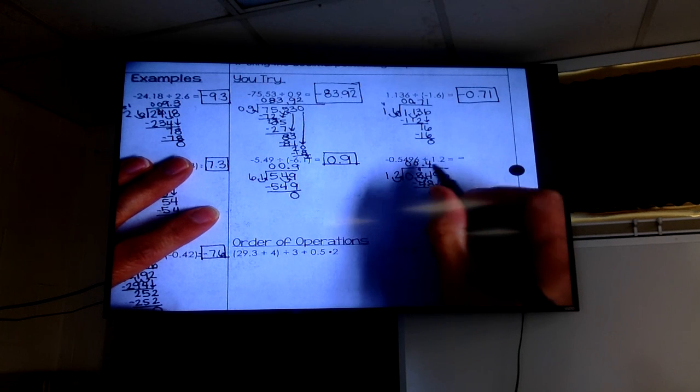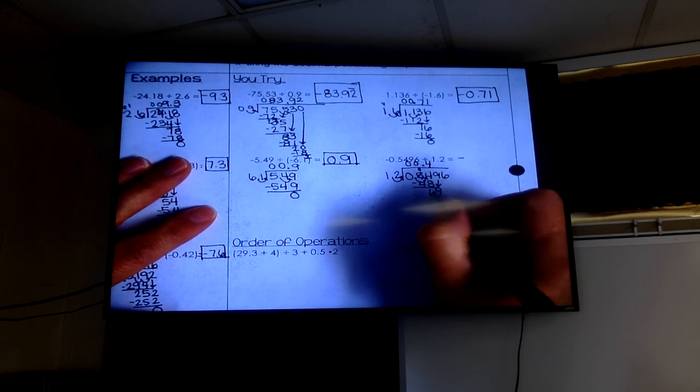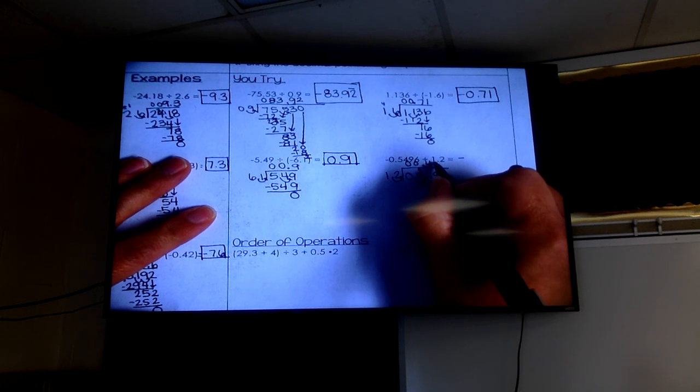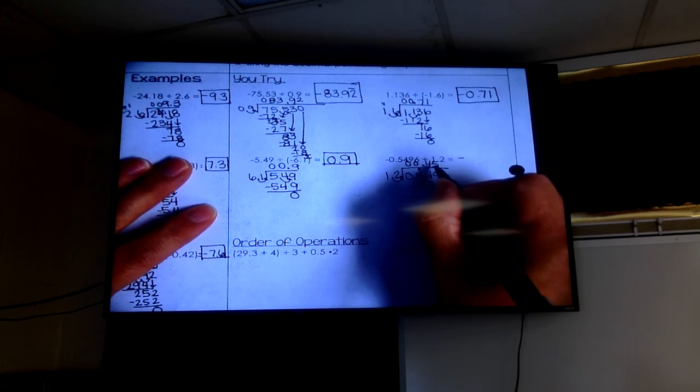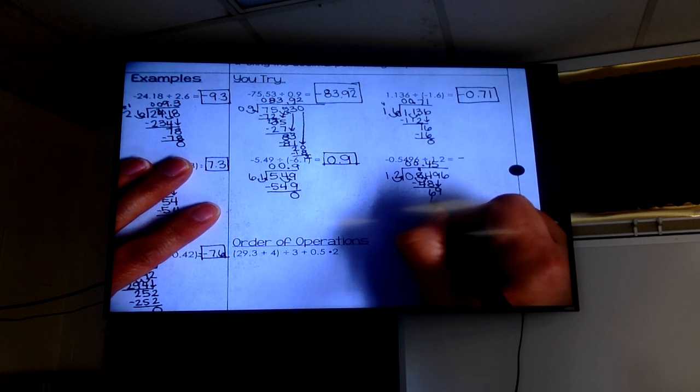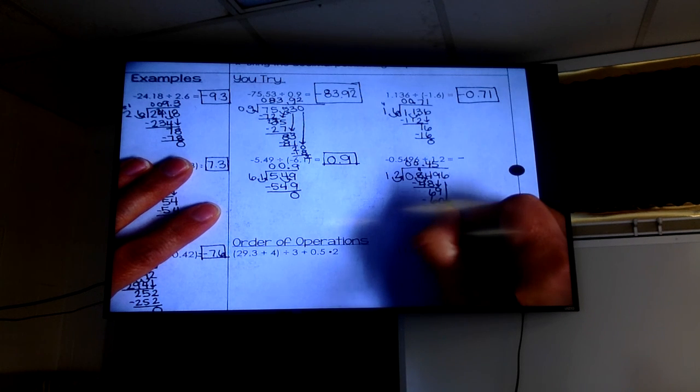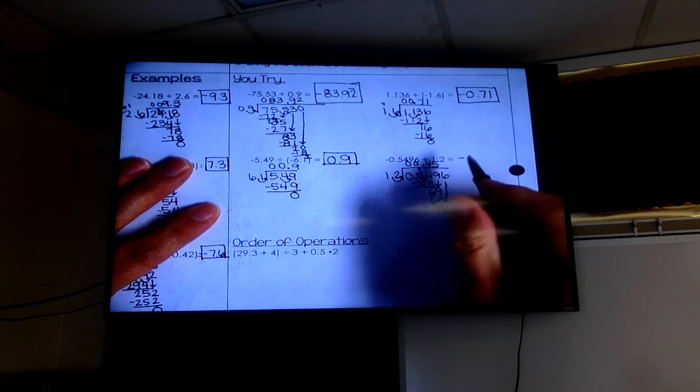12 goes into 69. Well, 4 times gave us 48. Another time gives us 60. So I'm going to say 5 times. 5 times 12 is 60. Subtract, I have 9 left over. I bring down my 6.